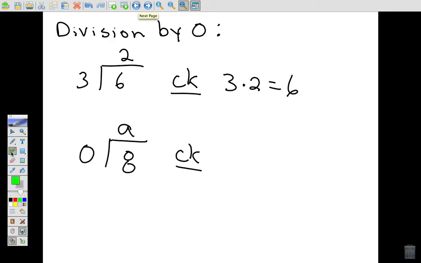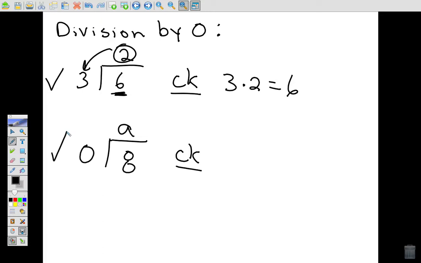Notice in the first example, I'm taking 6 and dividing it by 3. Now 3 goes into 6 twice, right? Now how do you check a division problem? You take your answer and multiply it by what you're dividing by, and you should get the number inside. Notice that 2 times 3 is 6, so we did the division correctly.